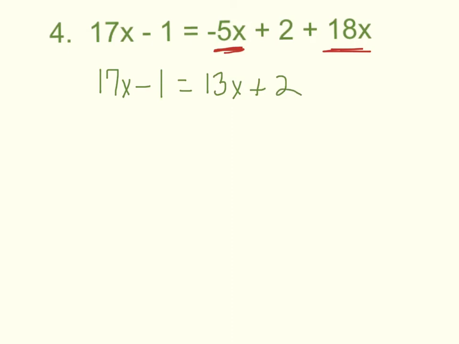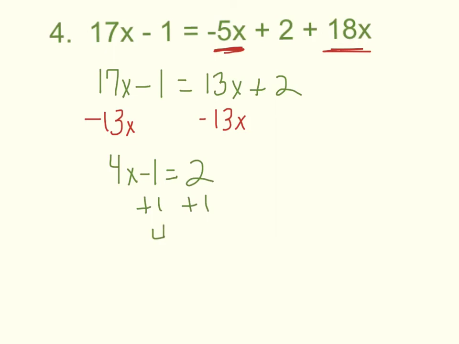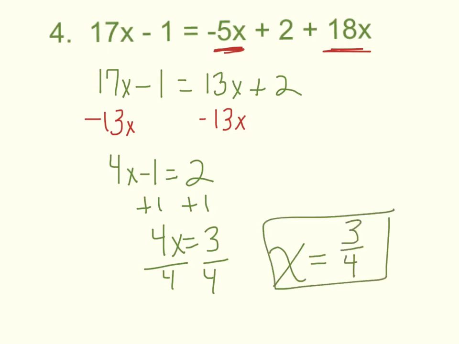I now want to move the variable onto one side, so I'm going to subtract 13x, subtract 13x. That will now give me 4x minus 1 equals 2. I now am going to add 1 to both sides. 4x equals 3. Divide by 4. My answer is going to be 3/4, or 75 hundredths, or 0.75. There's your answer. Remember, combine like terms before you move anything across that equal sign. Key concept of the day: get the variables on one side by doing the opposite. And don't move anything until you combine like terms.